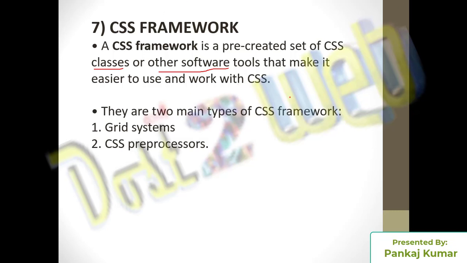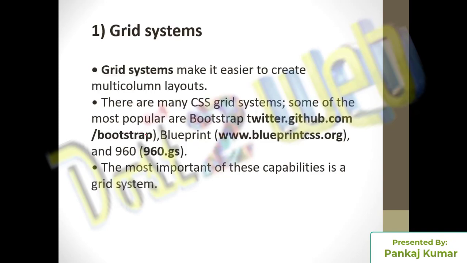Same way, in CSS also, you have the framework and the predefined tools, a set of classes will be there. Automatically, it will get created when you choose that. And here, there are two main types of CSS framework, that is grid system and CSS preprocessors. What is the grid system? Grid system makes it easier to create multi-column layout.